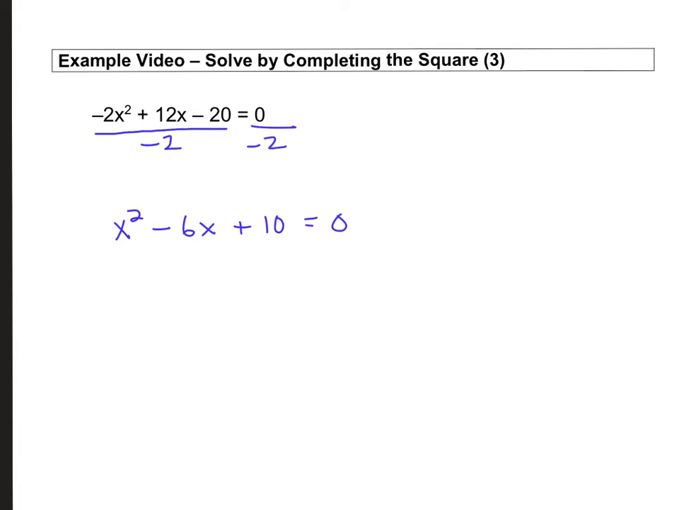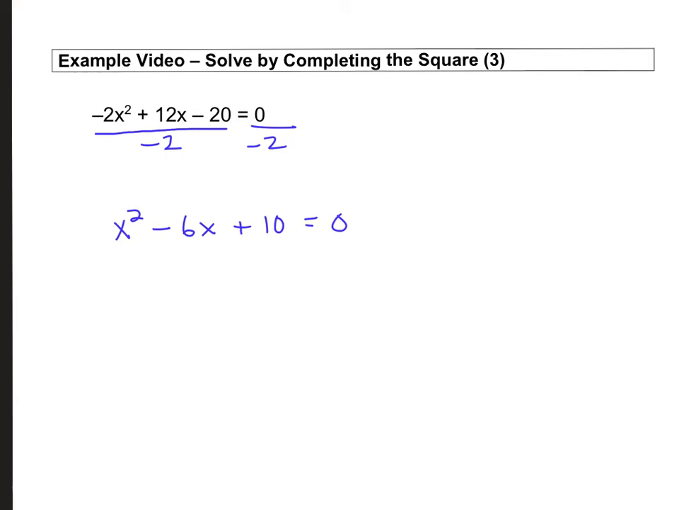So why do we even bother doing that? Well, it's really kind of nice to get your numbers smaller if you can. If you can work with smaller numbers, this is going to be a little bit easier for us than this up here. So we'll take it. All right, so we have a new equation, x squared minus 6x plus 10 equals 0. We are solving by completing the square.